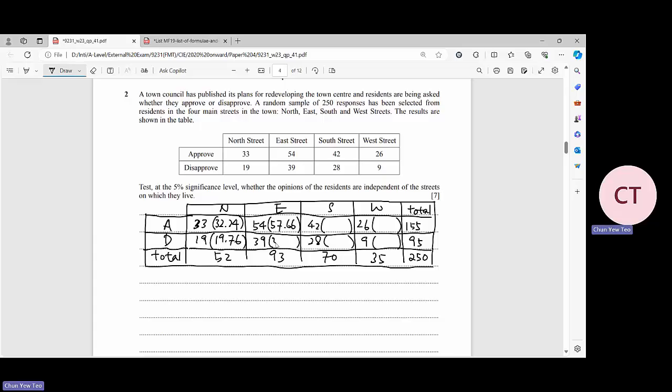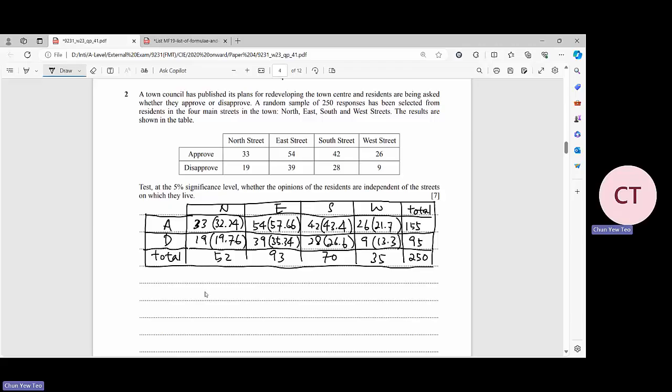57.66, 35.34, 43.4, 26.6, 21.7, 13.3. Okay, so this will be the table.